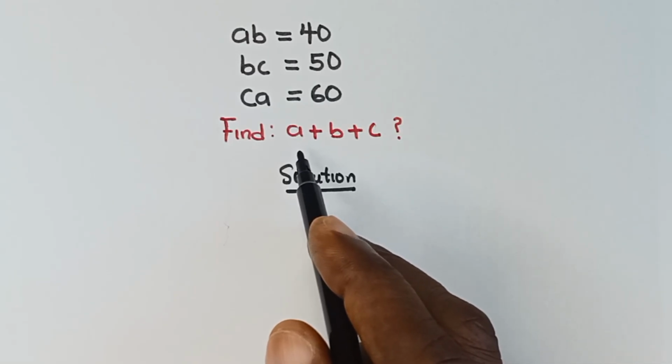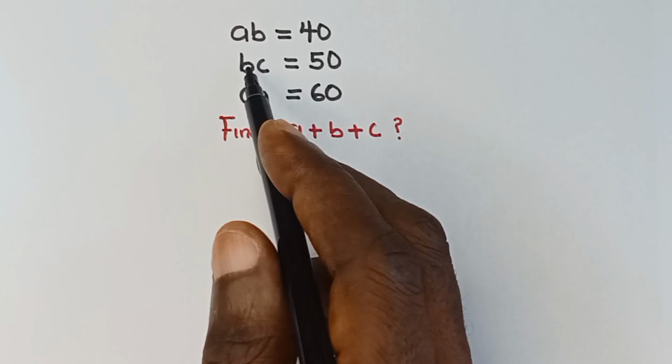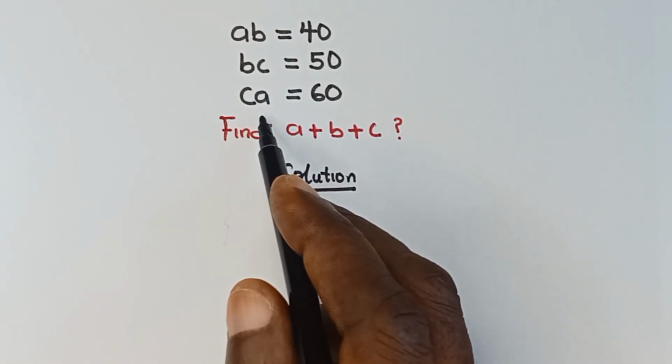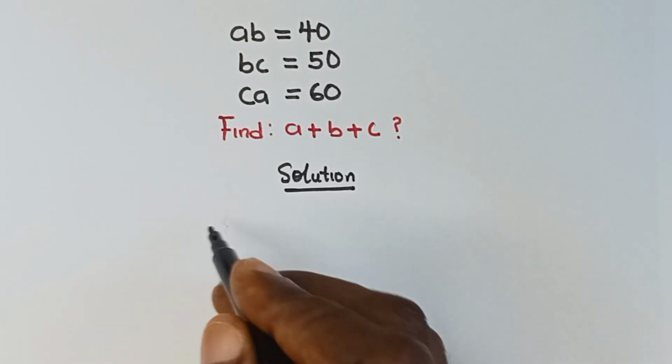Okay, so we want to assume that A, B, and C are real numbers because the values of our AB, BC, and CA are more than 0. I want to assume that they are all real numbers. Okay, now let's use this.